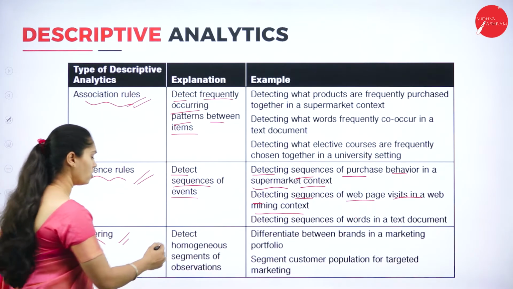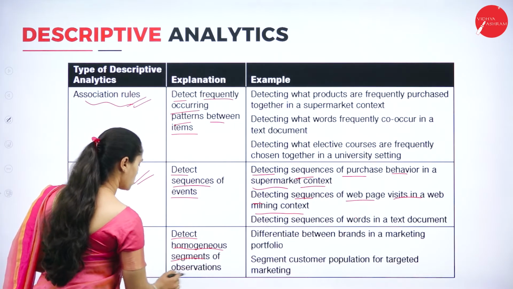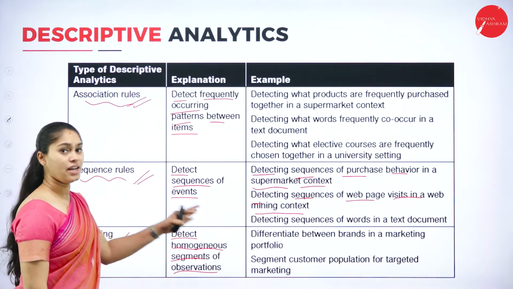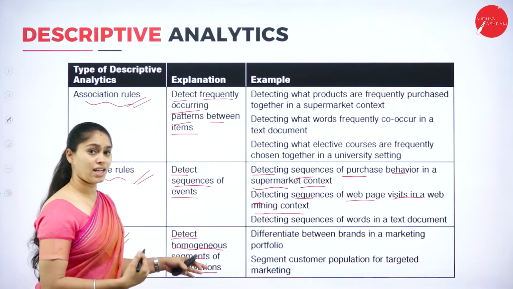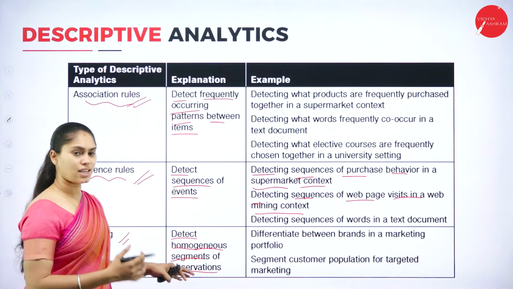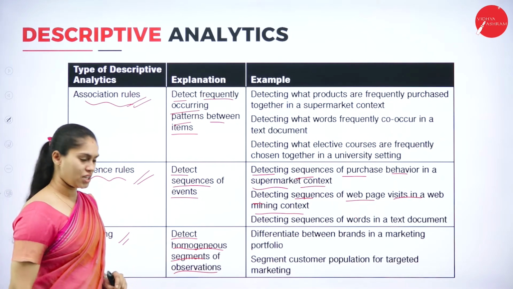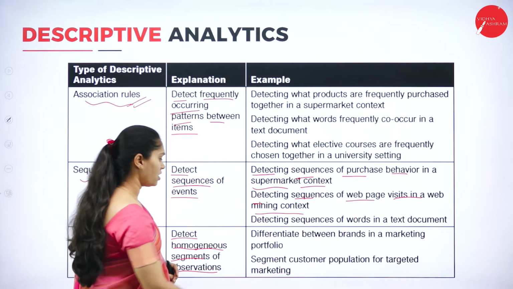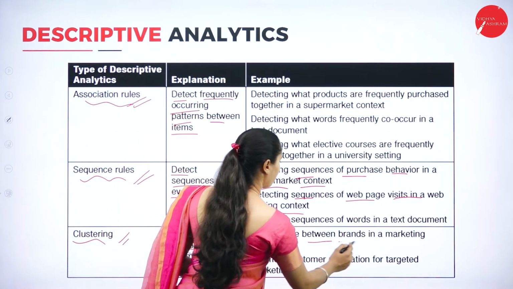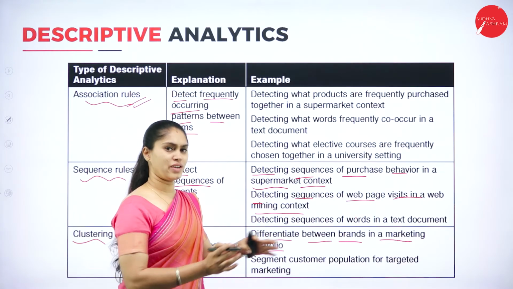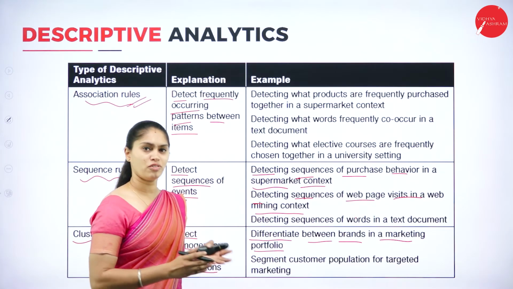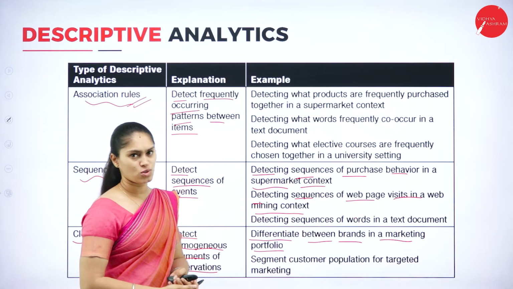And we have clustering. This will detect homogeneous segments of observation. That means it will collect the data, information, or variables which are of a similar type. That indicates the homogeneous segments of observation, and it differentiates between the brands in the marketing portfolio. You can take the example of a vegetable corner, grains, or any of the household things.